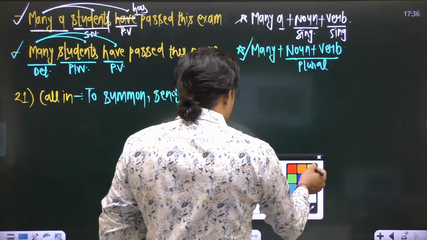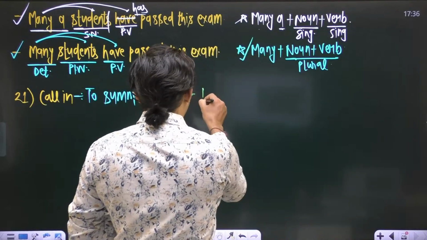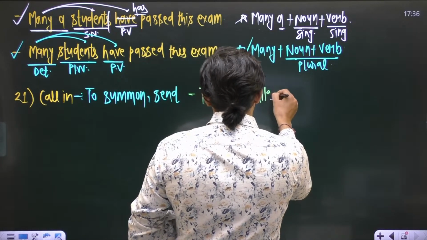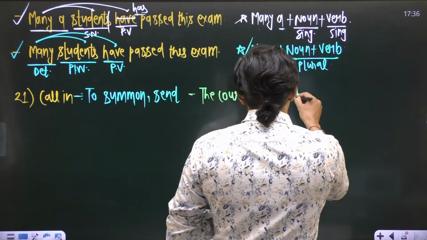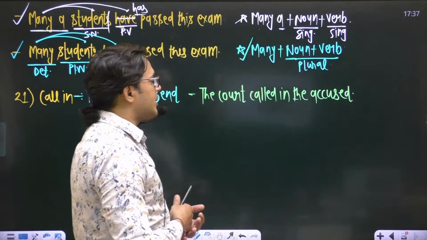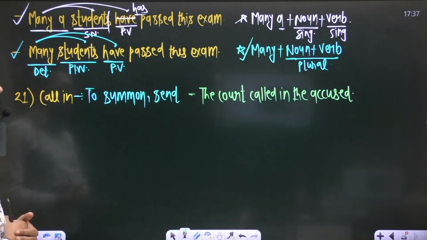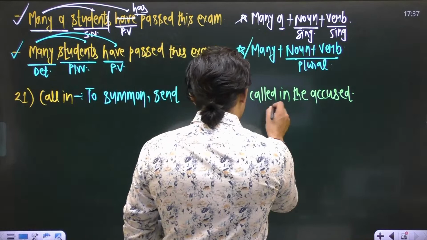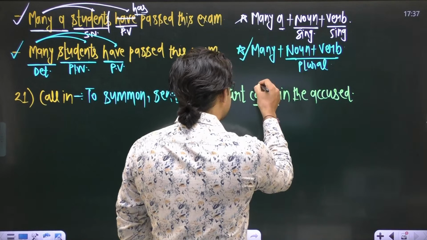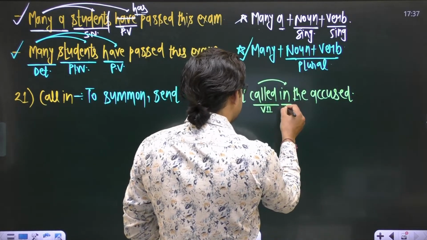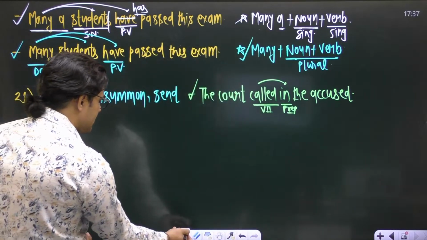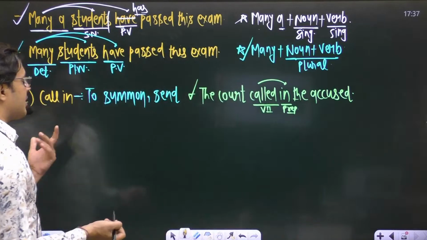For example, if I say, the court called in the accused. This one can be a sentence, right? Here we are talking about the past. That's why we are using the second form of the verb, called. And in this phrasal verb, the preposition is what? In is the preposition, right? So call in means to summon or to send.